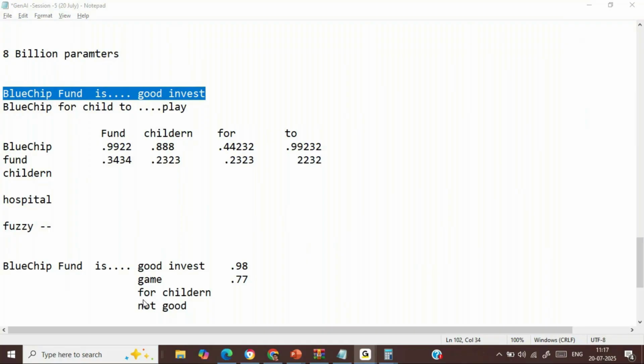In the next session, we will be drilling it further, and we will have a deeper understanding of this transformer stuff.